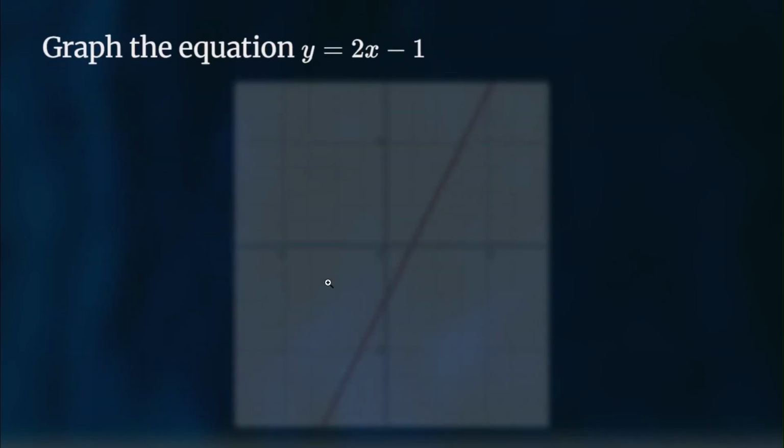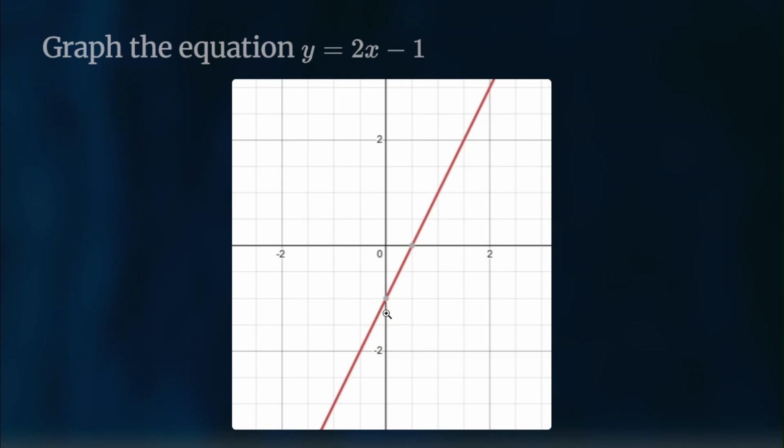So from the point (0, -1), right here on the graph, we can go up 2 units and 1 to the right because our slope was 2. So rise over run. And then we can connect the points. And that will be the graph of the equation y equals 2x minus 1.